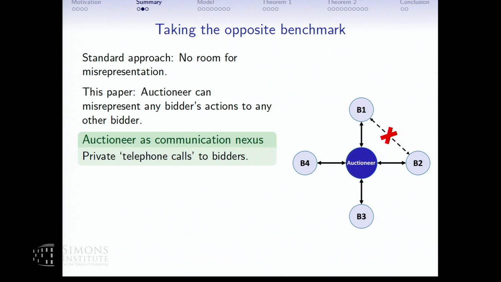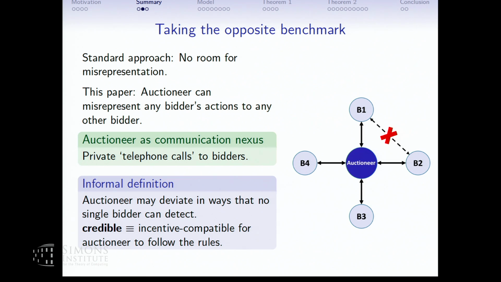So at a high level, the standard approach in auction theory is to say that there's no room to misrepresent. The auctioneer is an automaton that takes in the bids and outputs an allocation and payments. Here we are going to permit the auctioneer to misrepresent any bidder's action to any other bidder. So in some sense, we're taking the opposite and extreme assumption. We're going to treat the auctioneer as a nexus of communication who makes private telephone calls to each of the bidders, but we assume that there aren't public announcements, and we assume that the bidders can't confer directly with each other.